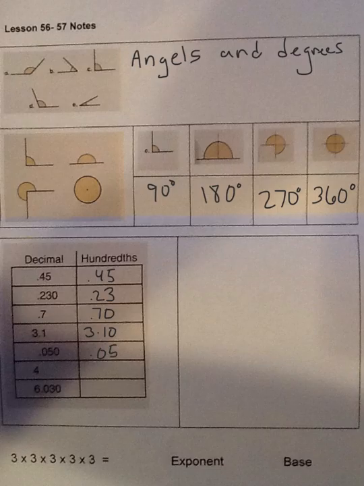Let's read this number, 4 and 0 hundredths. And last, let's read this number, 6 and 30 thousandths. We would write this as 6 and 3 hundredths.